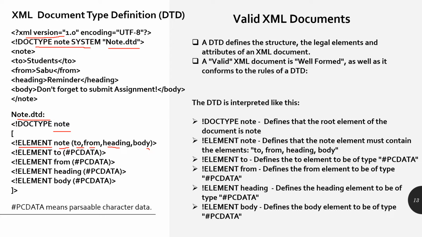The next element defines that to is of type parsable character data. Again, from is also parsable character data. Heading is also like that, body is also like that, is what it means. Clear now? So this is called valid XML documents. Okay, this is an example of that.